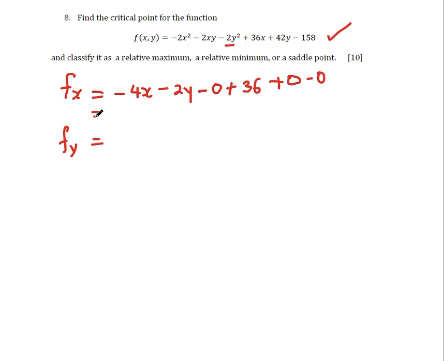So when we simplify this, this becomes negative 4x take away 2y plus 36. And that is our solution for fx.